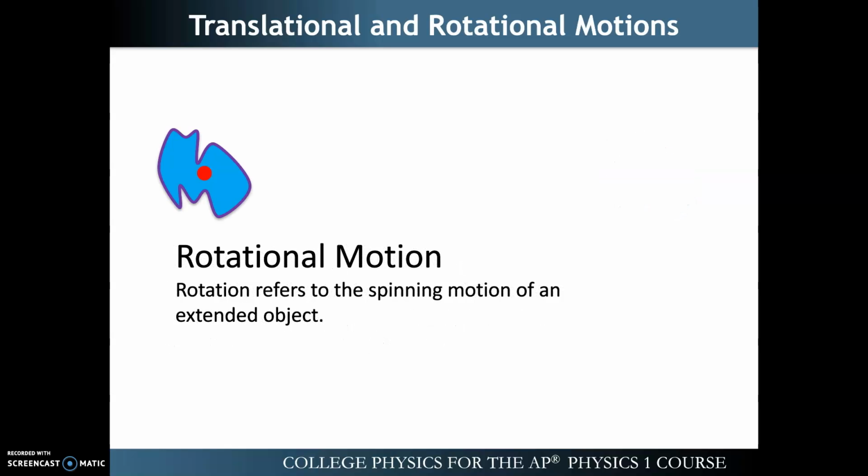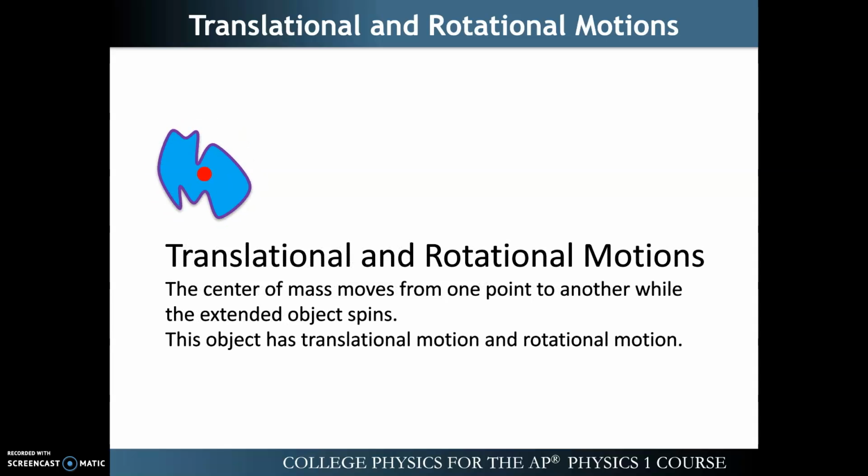Now, rotational motion occurs when the object spins about its center of mass. So the center of mass here does not move in physical space, but the object itself is moving, it's rotating. We can also have a combination of this motion, both translational and rotational. So the object rotates while also moving from point A to point B.